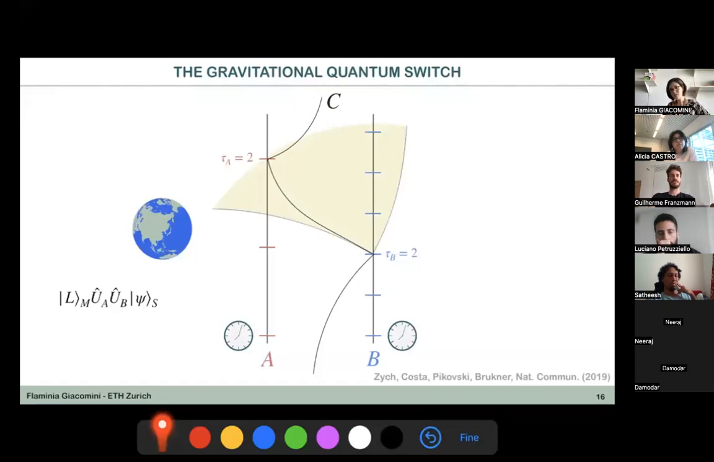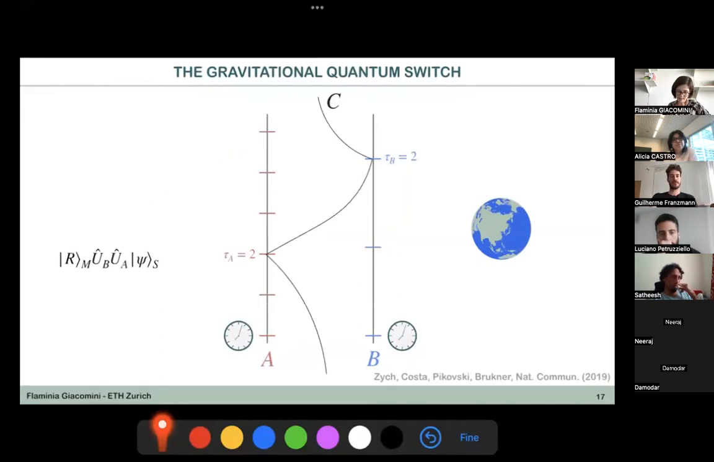Now, let's do the reverse game. Let's put the mass on the right. And now the situation is exactly symmetric. So we will have that clock A ticks faster than clock B. The mass is on the right, so we will have that the control qubit is in the other state, say if you want the qubit 1. And then first the system will go to A, then to B, and then to C.